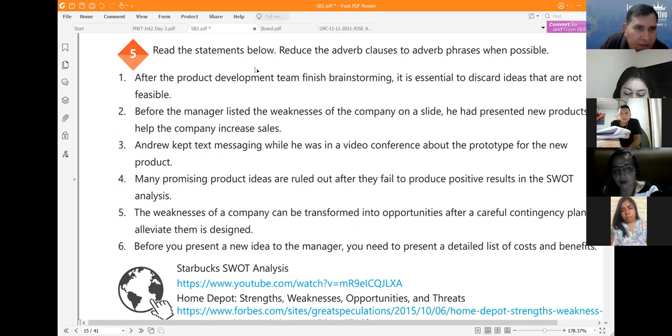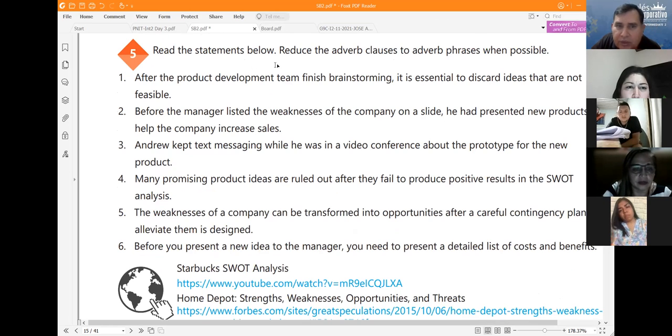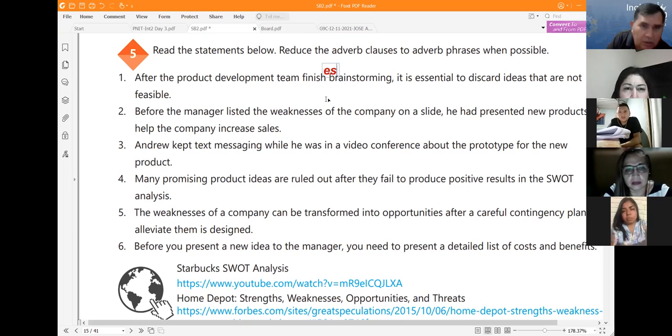This is one of the things. Read the statements below. Reduce the adverb clauses to adverb phrases when possible. Okay, check over here. After the product development team finishes brainstorming, it is essential to discard ideas that are not feasible. Okay. Can we reduce it? What do you think?